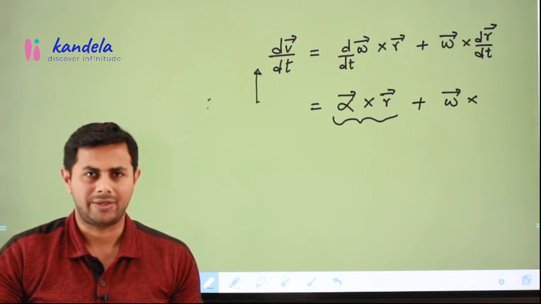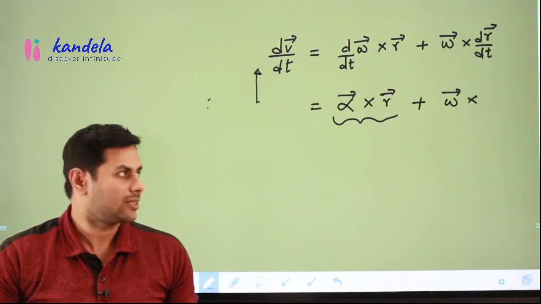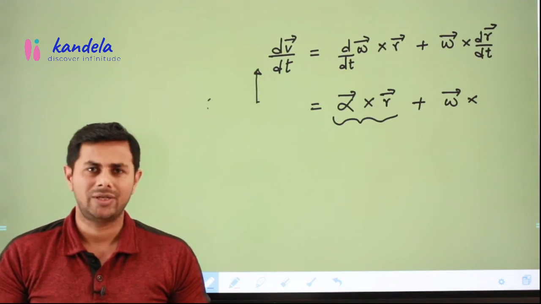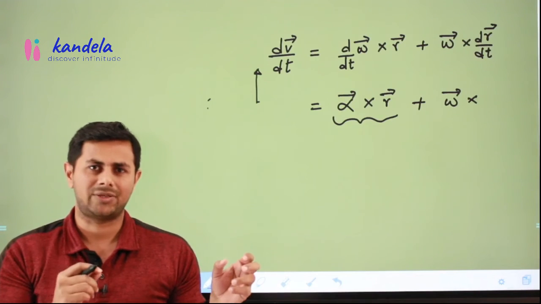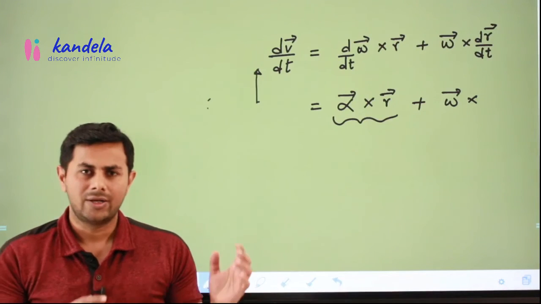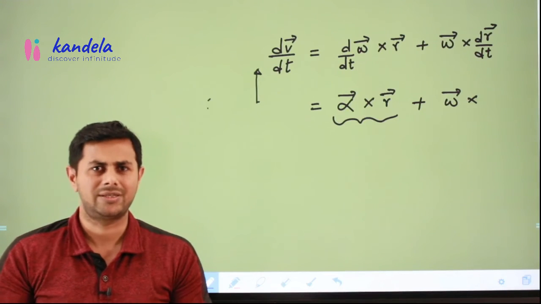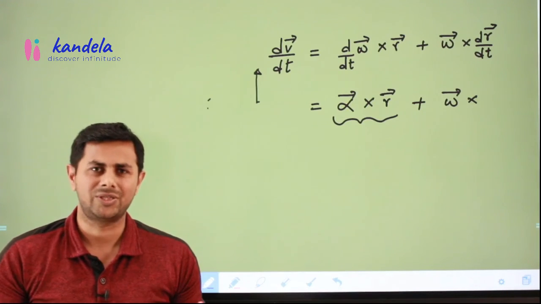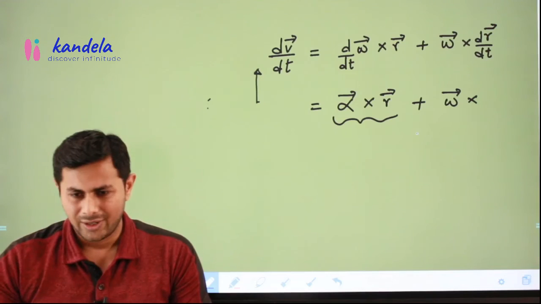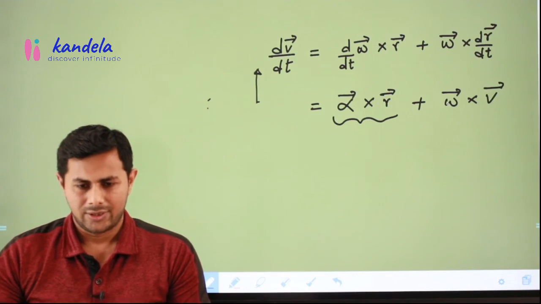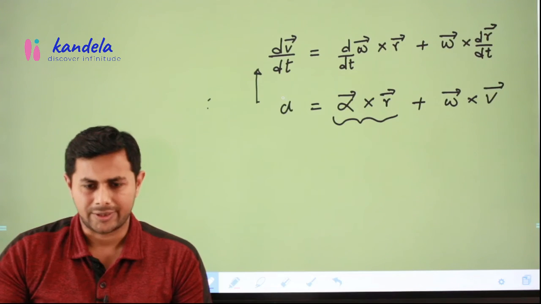So what is r bar? It is radius vector, or we can say it is position vector, because it shows position of particle with respect to center of the circle. So it is rate of change of position with respect to time. And what does it give us? It gives us velocity. So it is v bar, and this is the total acceleration.